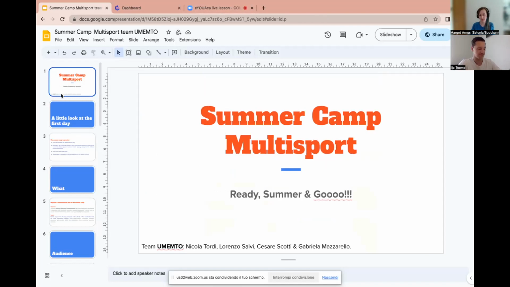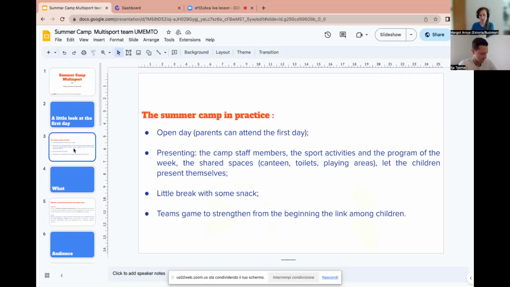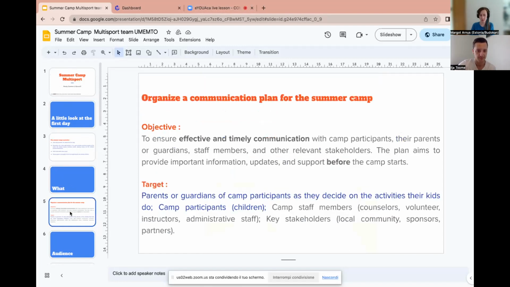Okay. Yeah. So it's a summer camp, and there are a few things that we added based on the feedback that we received from the first presentation, which you'll find in blue. We added a few things that I'm going to go through very quickly. The objective of the communication plan was basically to announce the camp before the camp starts. So this plan is not going to take place during or after.